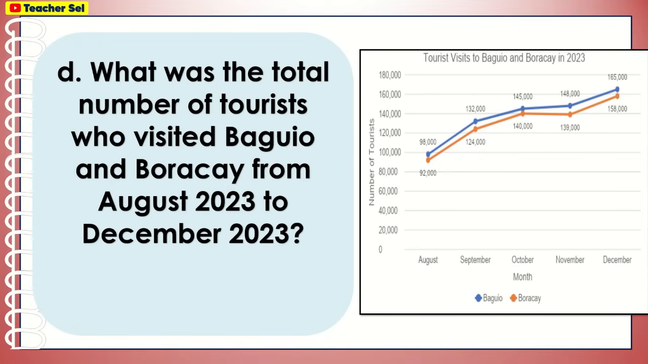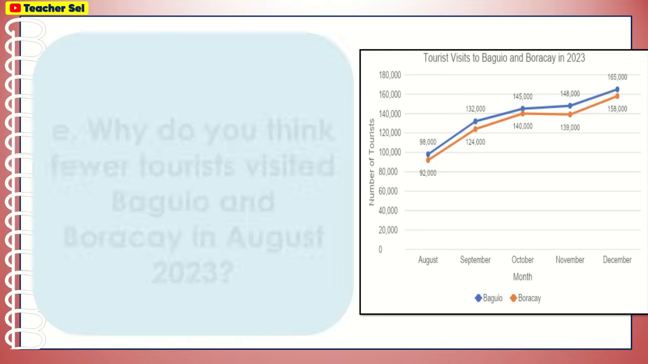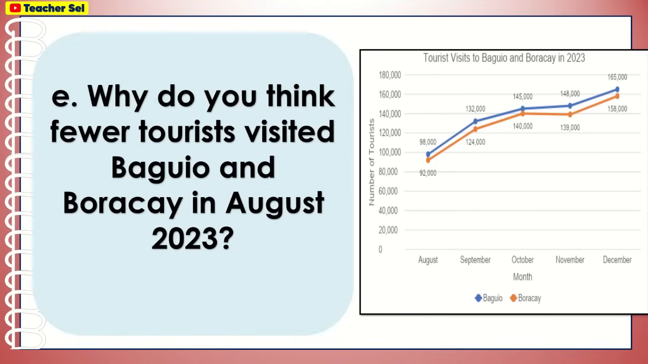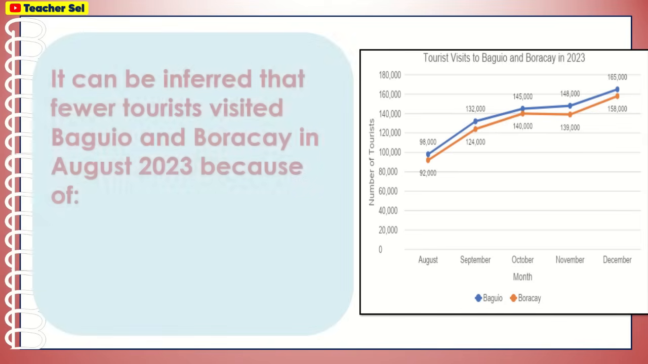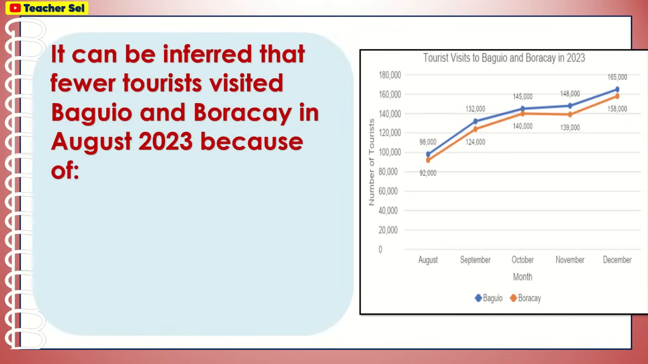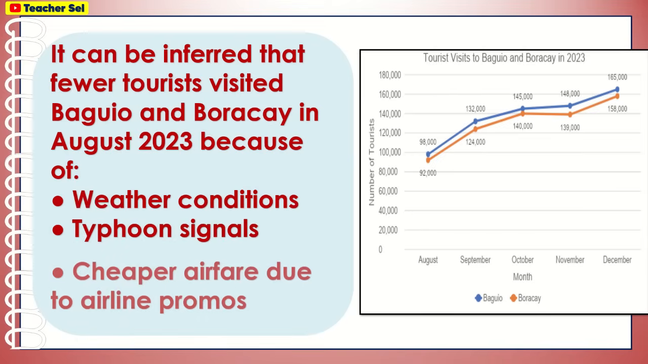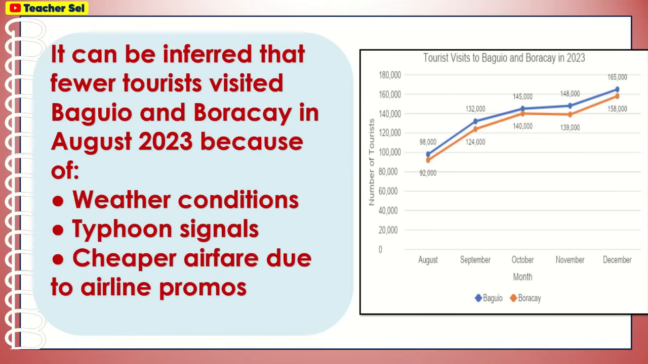What was the total number of tourists who visited Baguio and Boracay from August 2023 to December 2023? 1,341,000 tourists. Why do you think fewer tourists visited Baguio and Boracay in August 2023? It can be inferred that fewer tourists visited Baguio and Boracay in August 2023 because of weather conditions, typhoon signals, cheaper airfare due to airline promos, hotel promos.